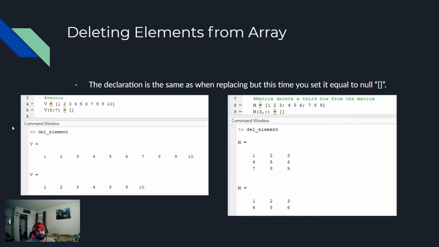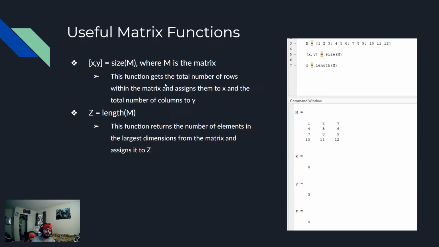And as you can see with this 5 to 7, we set that to null. No longer there. Over here, the third row, we're setting the whole third row to null. Third row disappears. It's pretty simple. Deleting elements from an array.